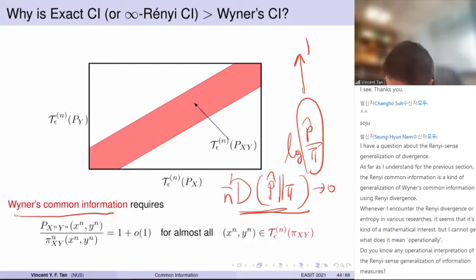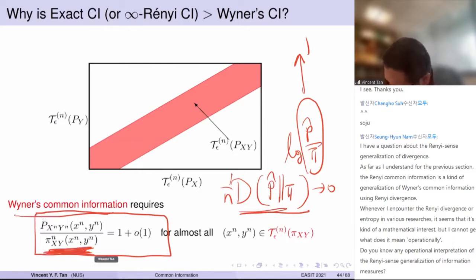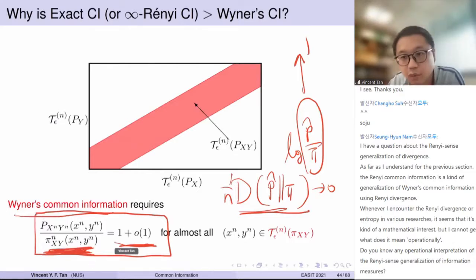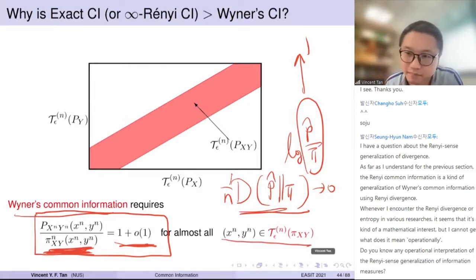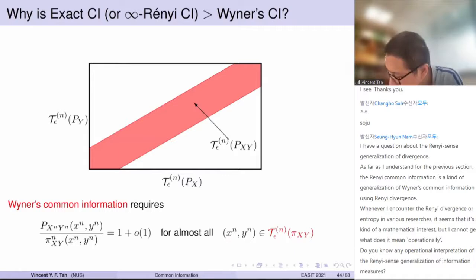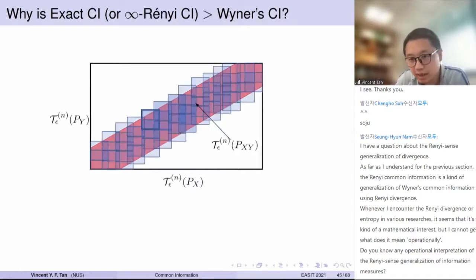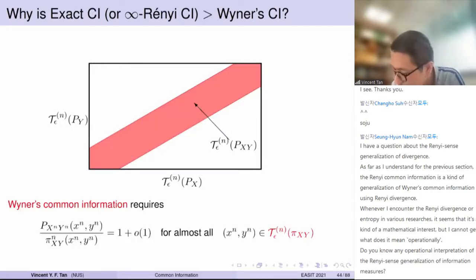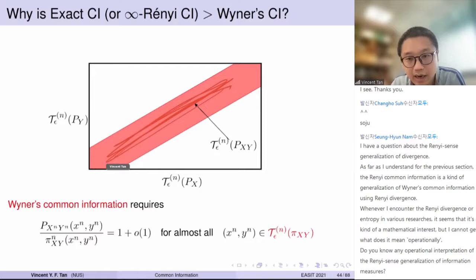So we require this ratio to go towards 1, which means that it should be 1 plus little o(1). Little o(1) means very small, okay? But for what? For X and Y, only in the typical set. So the picture here is as follows: we just need to cover this main part.